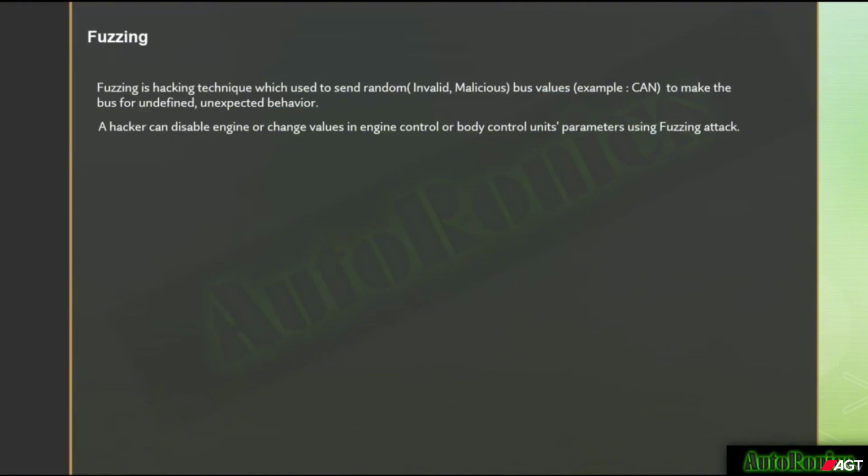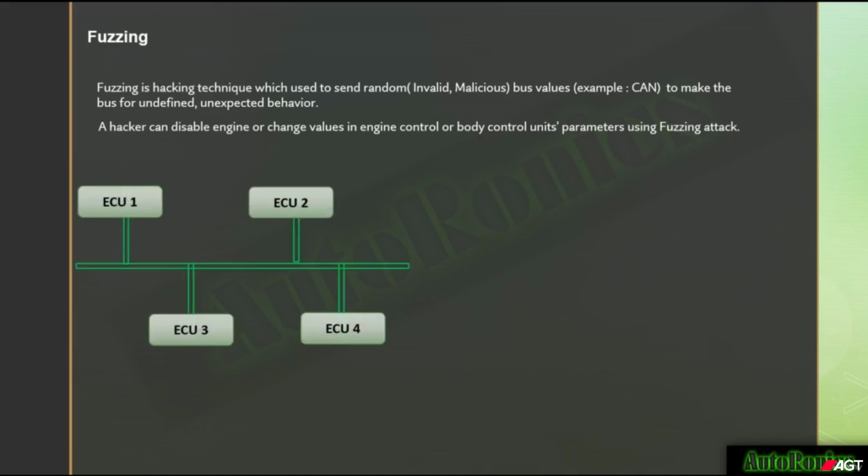Let's talk about the fuzzing attack. Fuzzing is a hacking technique used to send random bus values, for example malicious or invalid values, in the CAN network, to make the bus show undefined or unexpected behavior. A hacker can disable the engine or change values in the engine control or body control unit parameters using a fuzzing attack. Let's look at an example which we have created in an animated fashion.